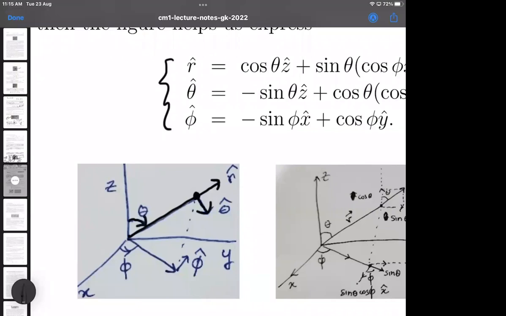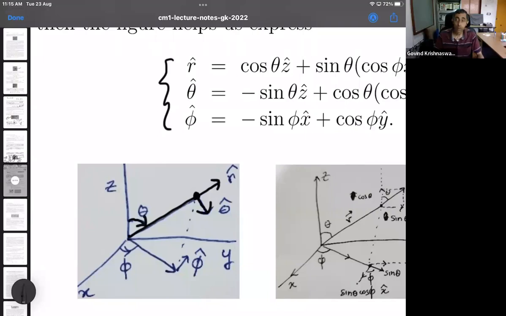Phi hat is also interesting. I have drawn it in a particular way. Let me explain it. To motivate it carefully, let us first take this position vector and project it onto the xy plane. Now on the xy plane, you have the angle phi defined, and the unit vector in the direction of increasing phi is called phi hat. The phi hat at this point is the parallel translate of this phi hat. My picture is not that good, it's supposed to be parallel to this one.